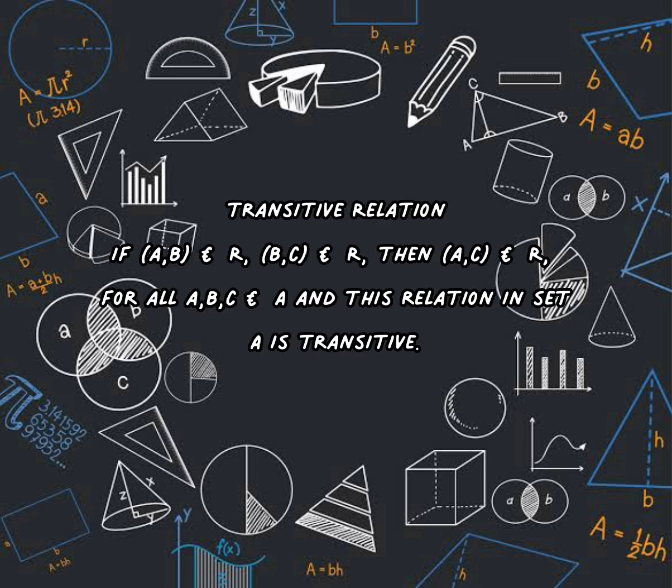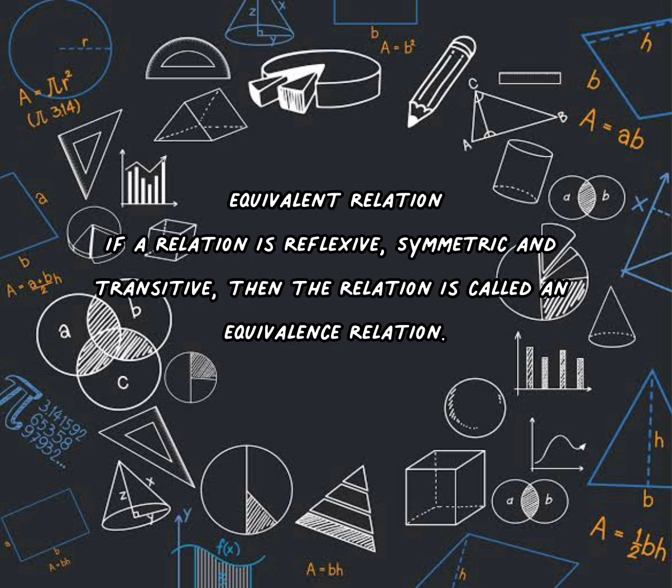Transitive relation. If (a, b) belongs to R and (b, c) belongs to R, then (a, c) belongs to R for all a, b, c in A, and this relation in set A is transitive. Equivalence relation. If a relation is reflexive, symmetric, and transitive, then the relation is called an equivalence relation.